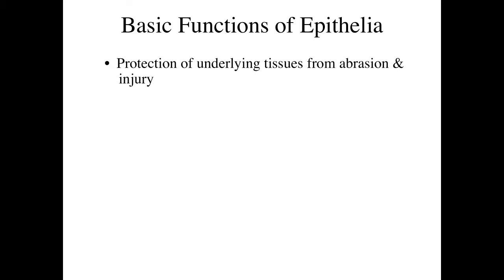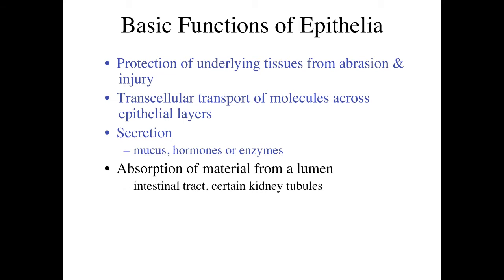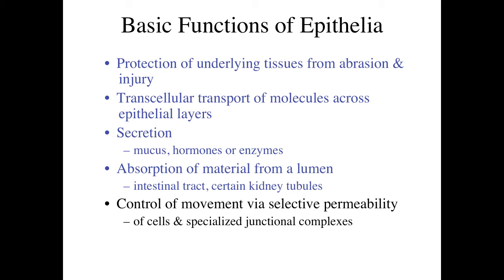Basic functions of epithelium, as you might imagine: protection of underlying tissue from abrasion or from injury. You might imagine transcellular transport of molecules across epithelial layers. Epithelium is involved in secretion, so for example secretion of mucus, of hormones, or of various enzymes. Epithelium plays a role in absorption of material from a lumen, so you can appreciate, for example, absorption of material in the intestinal tract, certainly absorption of material in tubules of the kidney. Control of movement by selective permeability, and this will be because of the junctional complexes between epithelial cells.